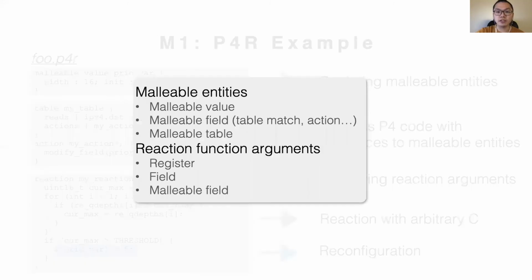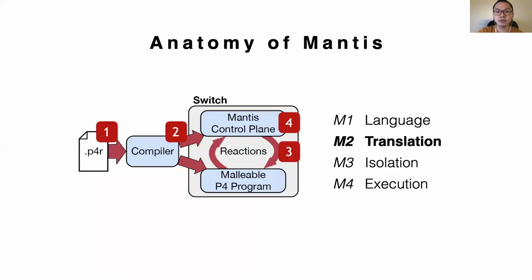The above is just a simple example. It turns out that besides malleable values, one could also dynamically reconfigure other P4 objects, such as fields and tables. Meanwhile, besides register arguments, one could also specify other data plane objects, such as header or metadata fields, malleable fields and use them as if they were C variables or arrays.